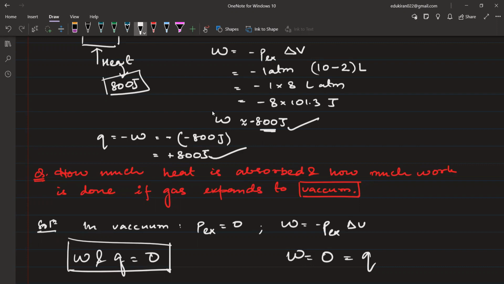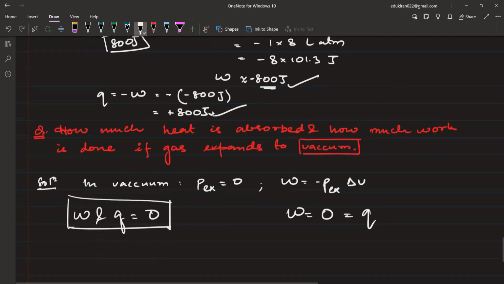Okay, and when you have expansion of gas in vacuum, when the external pressure is equal to 0, it is known as free expansion. Please write here a point.